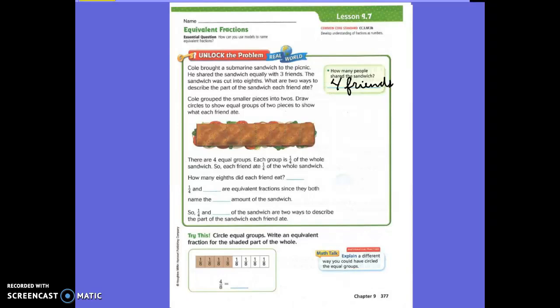Okay. Cole grouped together smaller pieces into 2s. Draw circles to show equal groups of 2 pieces to show what each friend ate. So use your pencil, draw equal groups of 2. Two equal groups on the sandwich. I got 4. There are 4 equal groups.